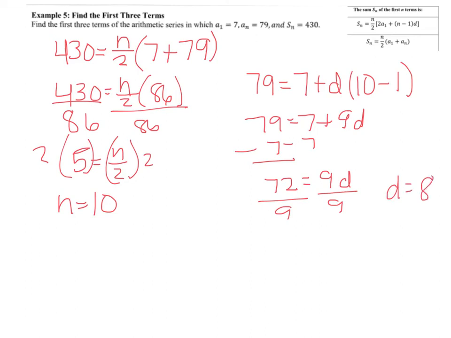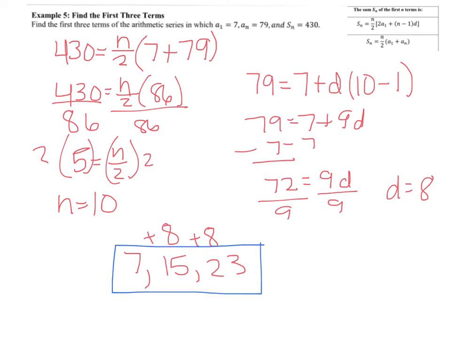Now keep in mind they didn't ask for d. They asked for the first 3 terms. We know that the first term is 7 because they gave us that at the beginning. And now, since the difference is 8, we know that we can add 7 plus 8 to get the second term, and that's going to give me 15. And then to get the third term, again, I can add 8, and that's going to give me 23. So the first 3 terms of the arithmetic series is 7, 15, and 23.